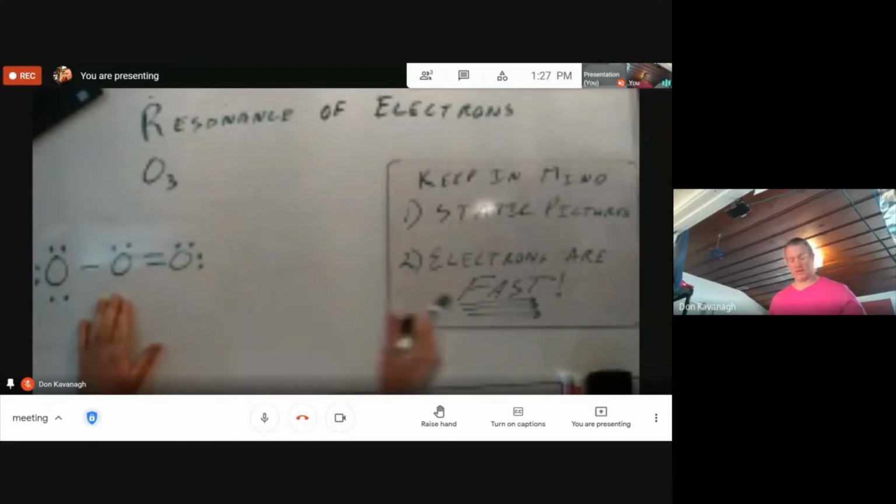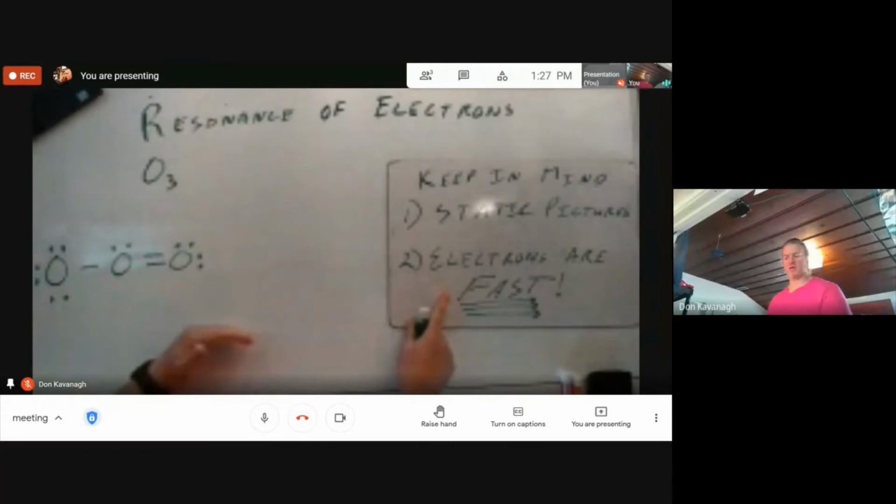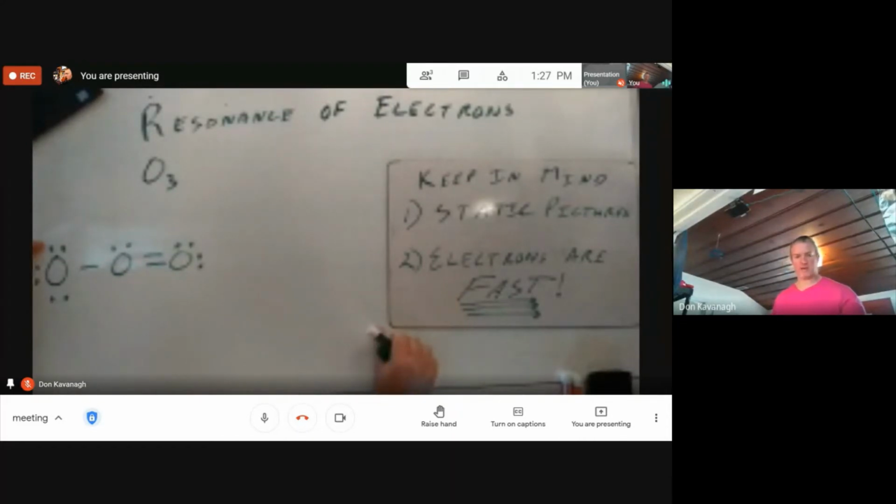Now, this is a static picture in time of the Lewis dot structure of ozone, or O3. Now, electrons are moving very fast. And the reason an electron would move is because it wants to be in a more stable bond or in a more stable position here. This oxygen atom here has 3 lone pairs. And a lone pair of electrons would like to form a pi bond between these atoms because a pi bond is a more stable, energetic position.